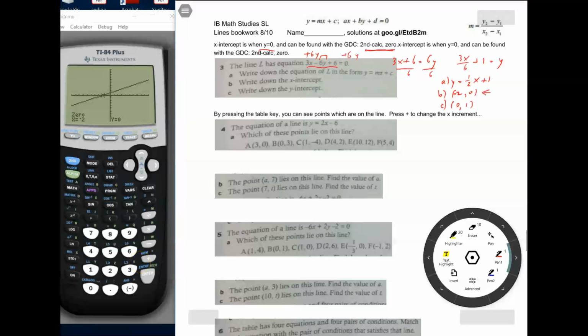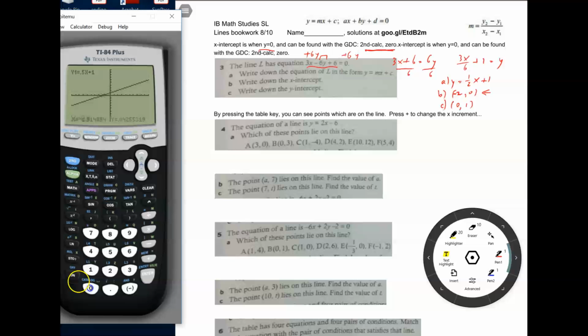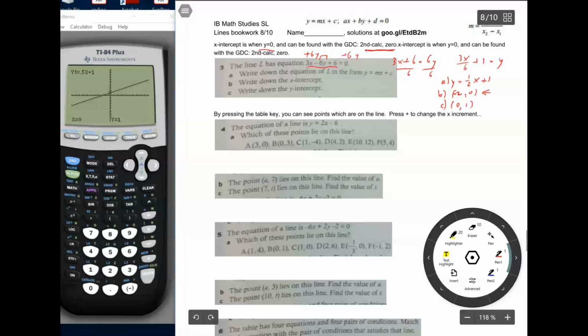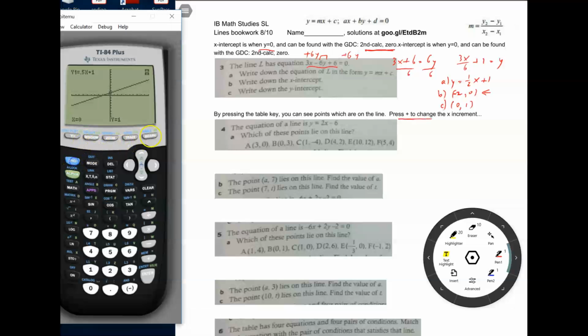And then to find the y-axis, all you do is hit trace 0, enter. And it tells us that it's 0, 1. Okay. The hint here says that if you're doing second table, you can change the increment of the table. You can change the increment of the table by pressing plus and then the increment you want, like 0.5 or 0.1. Let's do number 4.